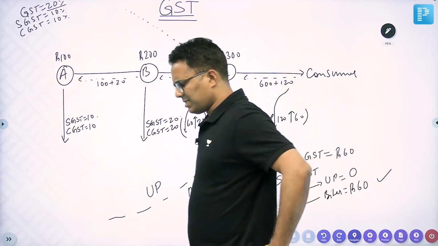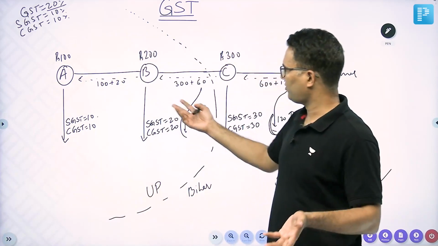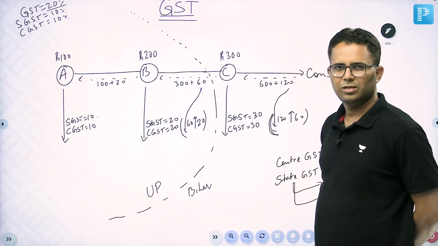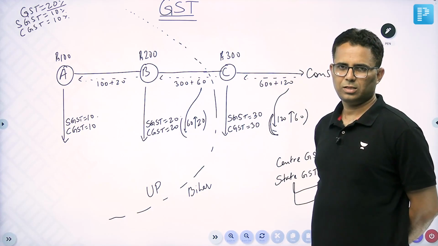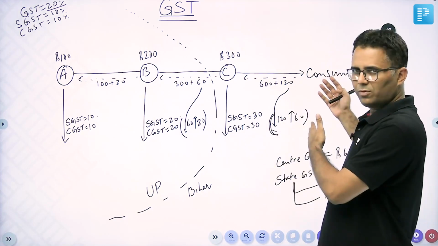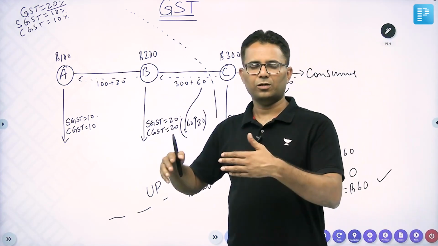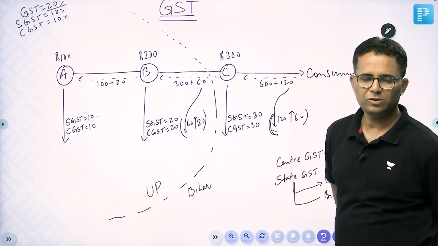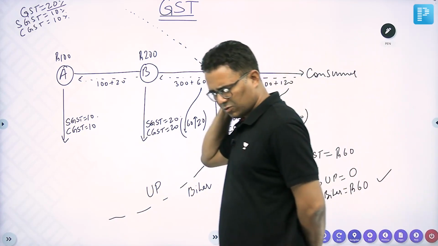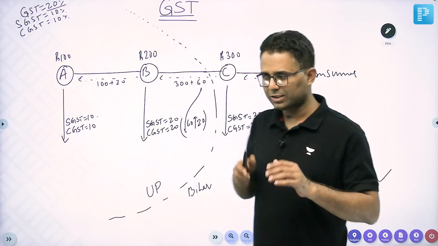Now some people say, sir, then what's the purpose of UP, why will UP produce and all this? The answer is, when Bihar produces and sells to UP, then all the tax UP will get. But the logic, let me tell you, see, why is this?